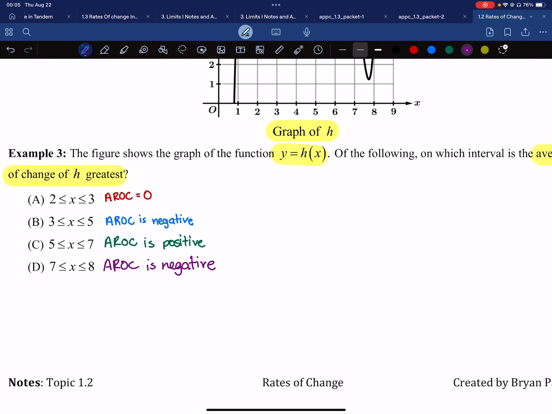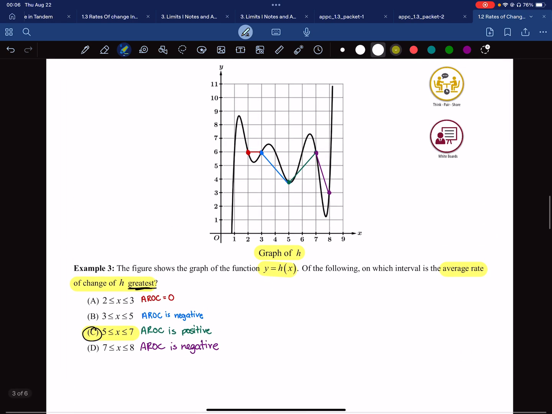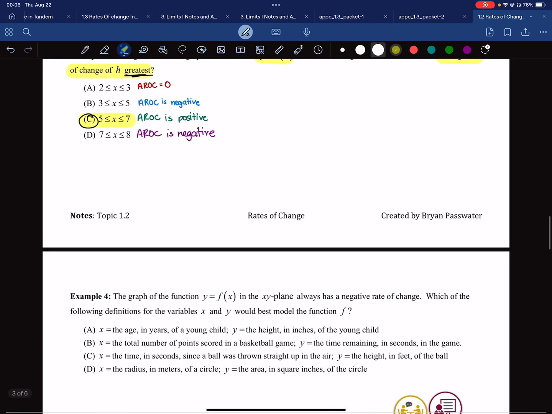And so going back to our question, we want when the rate of change of h is the greatest. So we have 0, negative, positive, negative. The greatest is when our rate of change is going to be positive in this case. So C would be our correct answer. Okay.